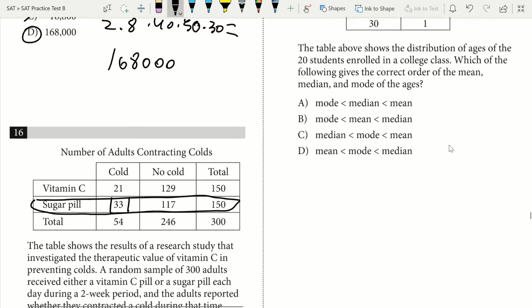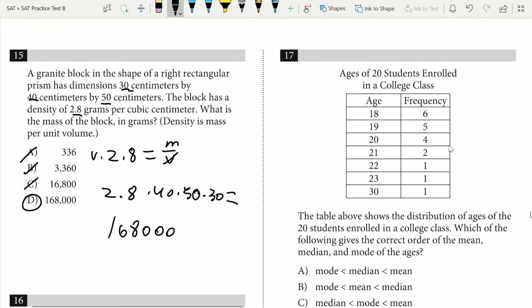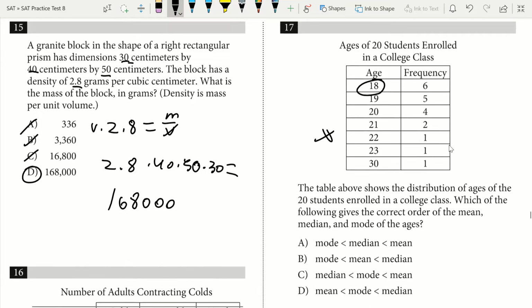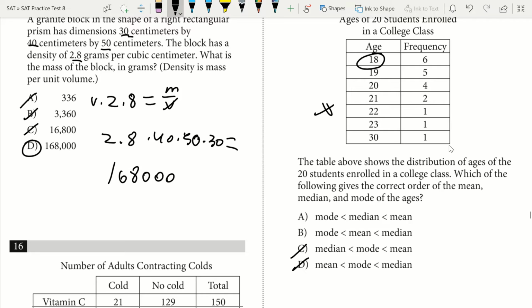All right, question 17. Okay, I'm given a table here. I'm told the table shows the distribution of ages of the 20 students enrolled in the college class. What gives the correct order of the mean, median, and mode of the ages? All right, well, mode is going to be my number with the greatest frequency. So that's going to be age 18. That's the minimum, right? That we can't get lower than that. So we know our mode has to be the least of the values. So I can go ahead and get rid of C and D.